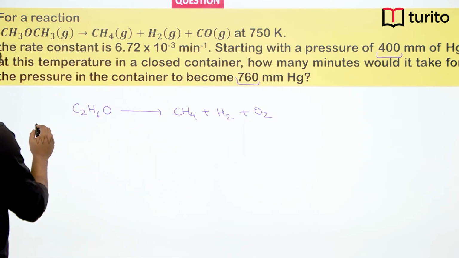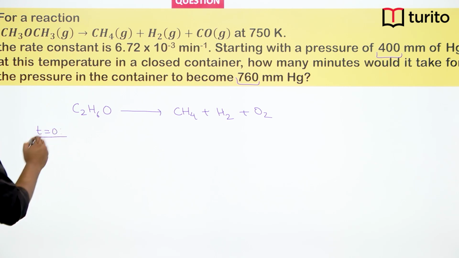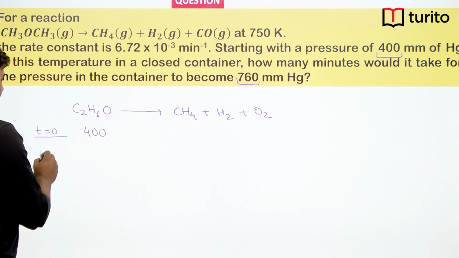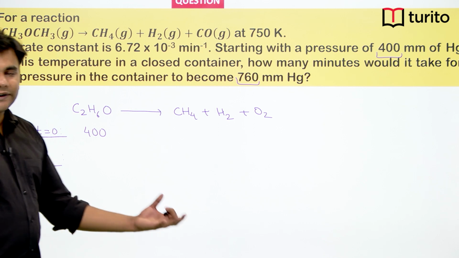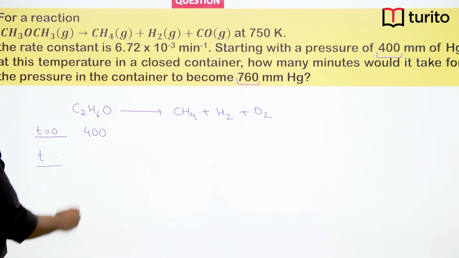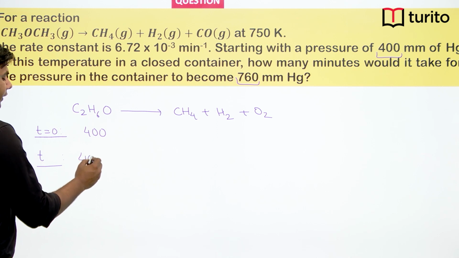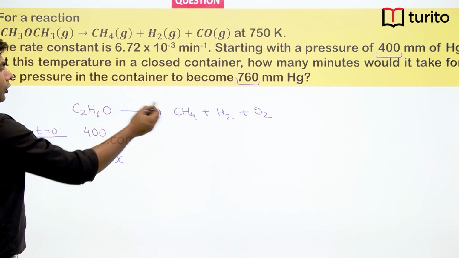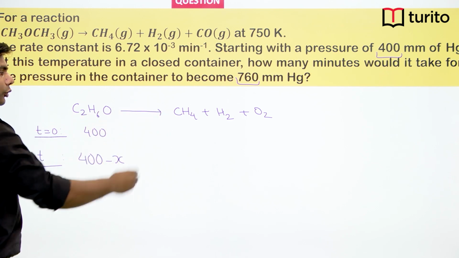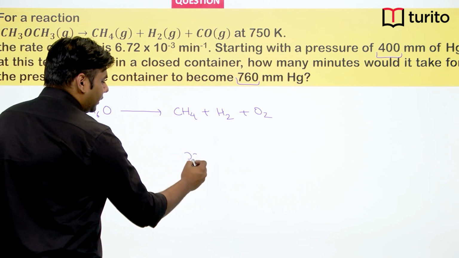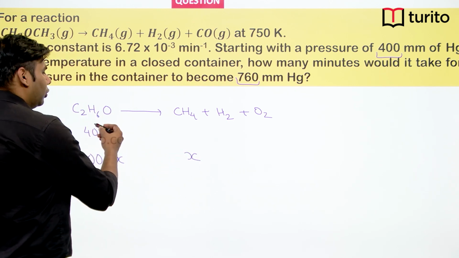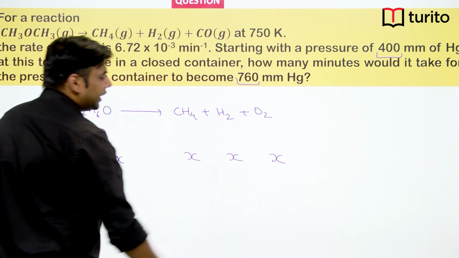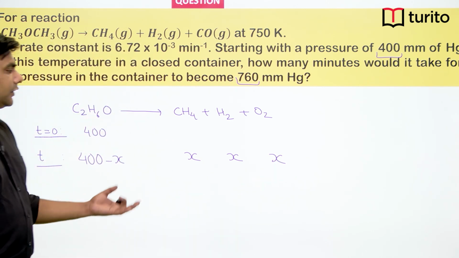So we know that at time t equals 0, I can also write 400 mm. Now after time t, we are assuming that x pressure is reacting. Because its stoichiometry is 1, x pressure would have reacted in terms of mm. So 1 mole of C2H6O is giving 1 mole of methane, so x pressure would give x pressure of methane. 1 mole of C2H6O is giving 1 mole of hydrogen and 1 mole of CO, so basically the x pressure would give x pressure of H2 and CO as well.